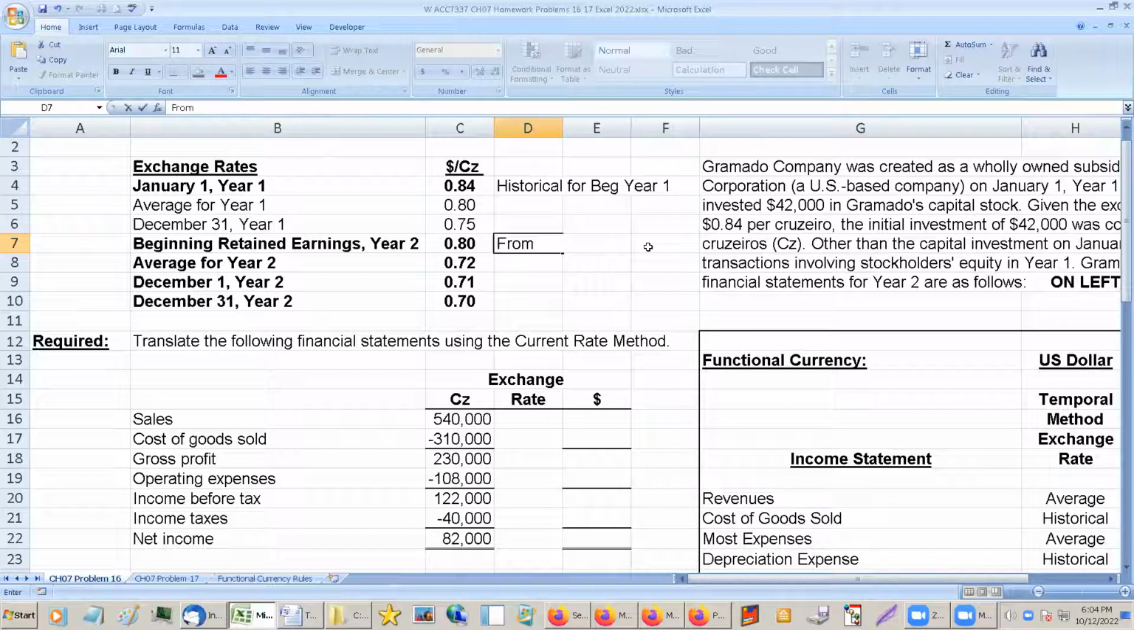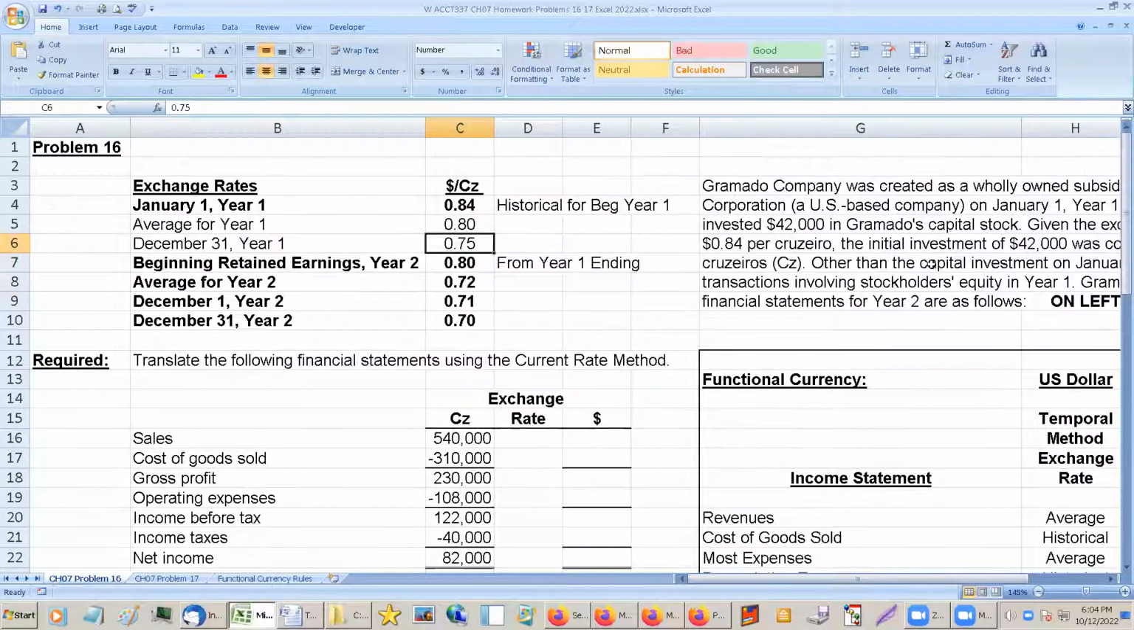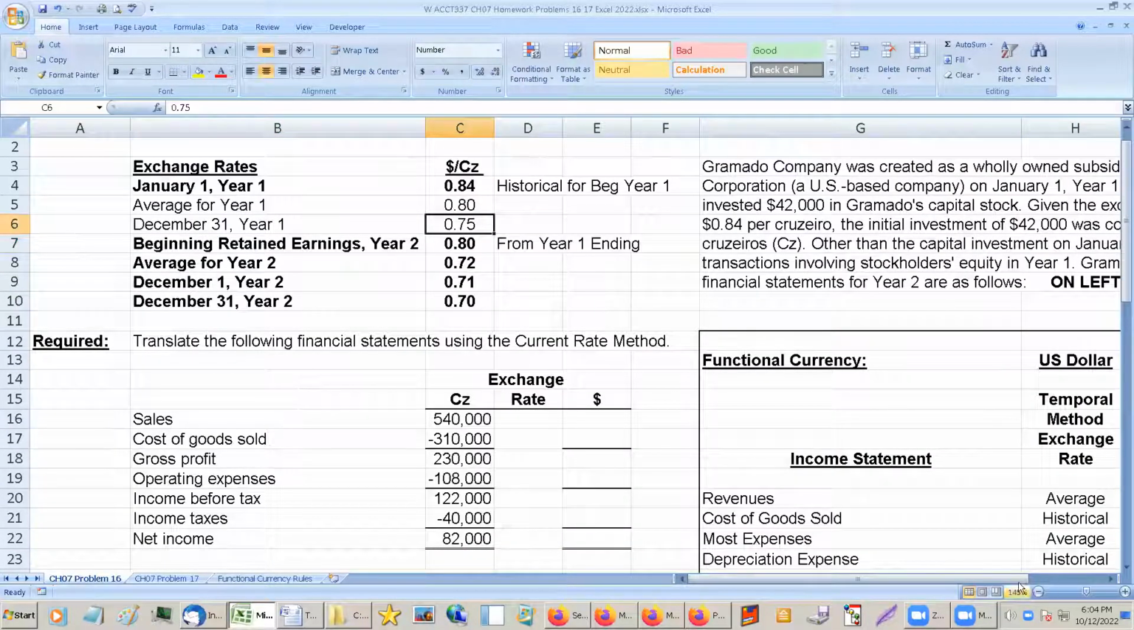I just say year one. The rest of it's pretty much the same, though. You don't need any of this other stuff from the first year. Okay.